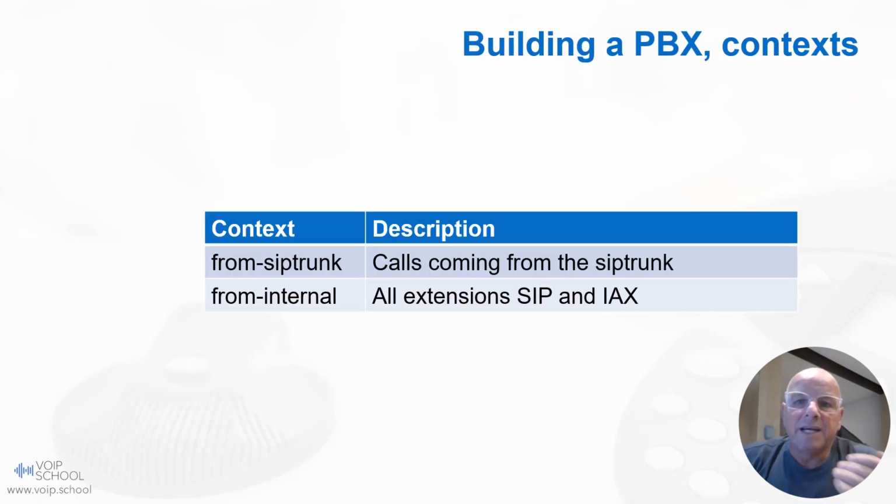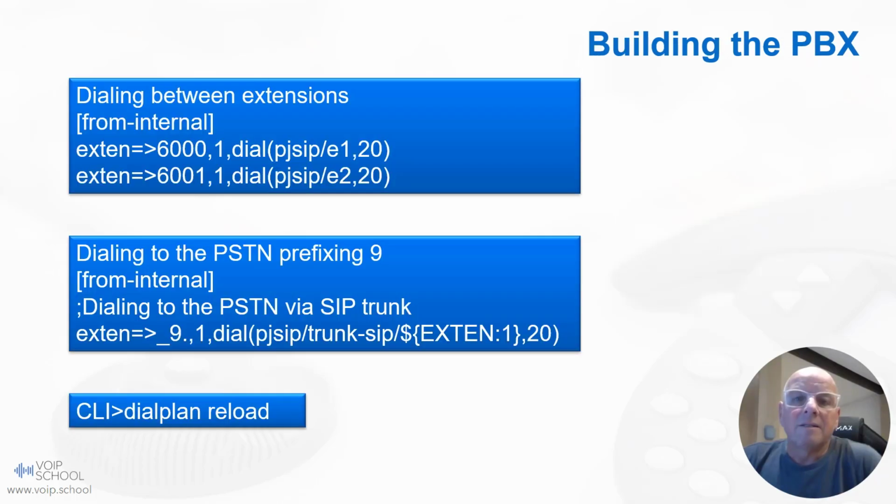When building a PBX with Asterisk, there are different contexts that define how calls are handled. We are going to use from-sip-trunk for calls coming from the SIP trunk and from-internal for all extensions, SIP and IAX. In this slide, we'll cover the configuration for dialing between extensions within the Asterisk PBX system, as well as dialing out to the public switched telephone network, PSTN. For dialing between extensions from an internal context, we use the exten setting followed by the extension number.